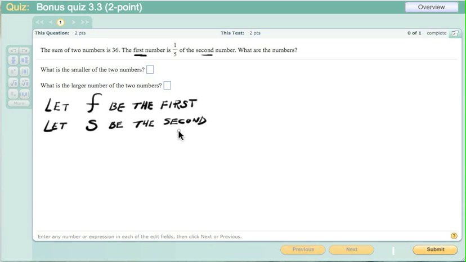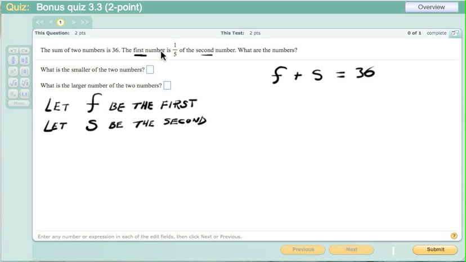Is this totally necessary? No, it's not, but it helps keep your thinking straight, especially instead of using x and y, you use f for first and s for second and so forth. The sum of these two numbers is 36, and so that gives me my first equation in this system of equations. The sum of two numbers is 36, and we're halfway home. The second sentence will give us our second equation.